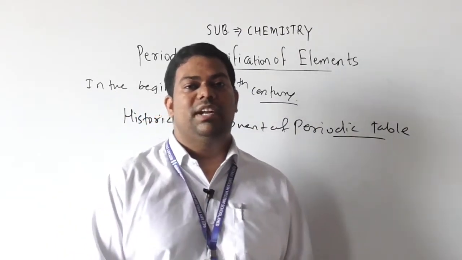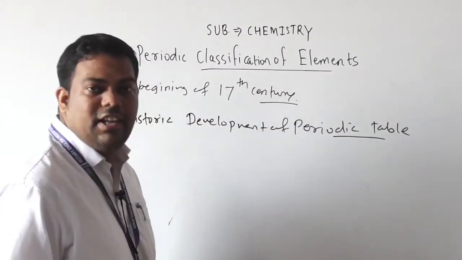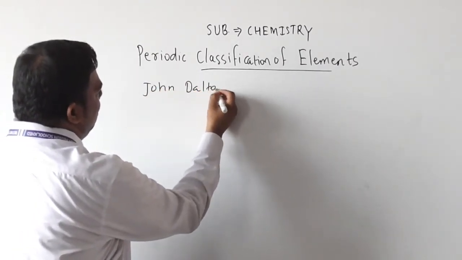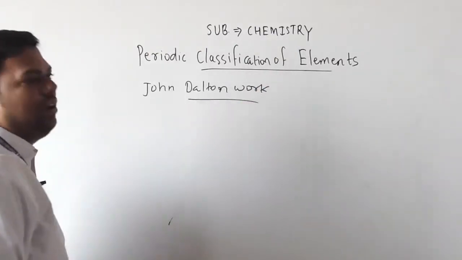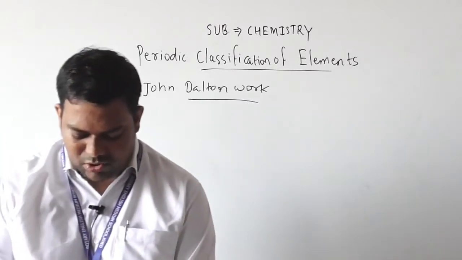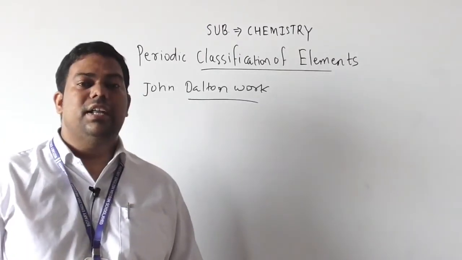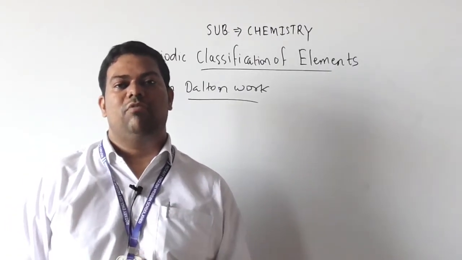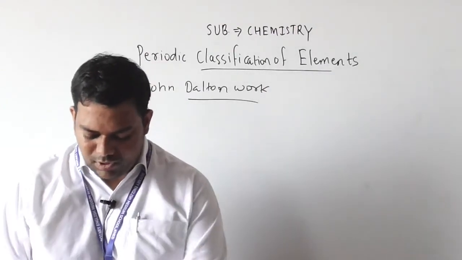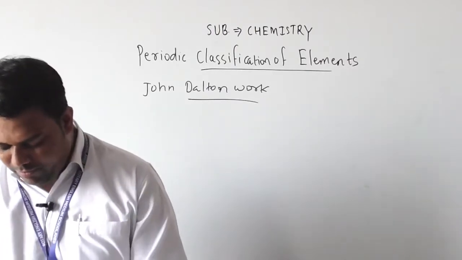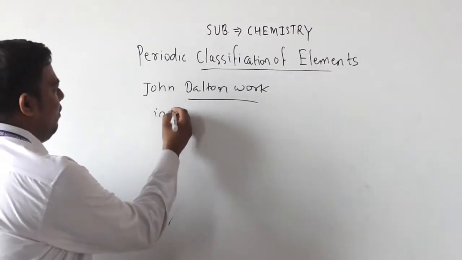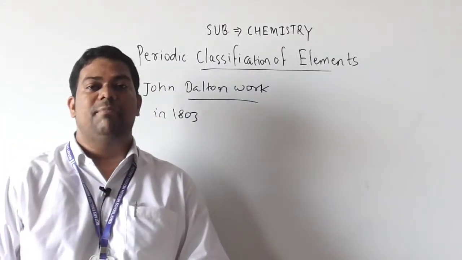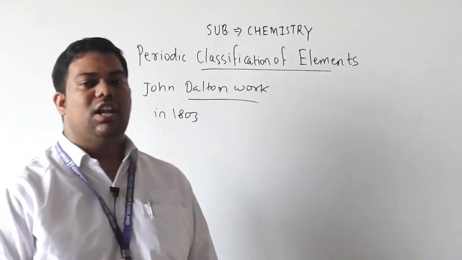See which are those eminent scientists. First we can write here John Dalton. He published a table of relative atomic weights in 1803, which formed the base for the classification of elements. Whatever I am saying, you have to write in your notebook, and whatever notes you write, you have to share personally. Understood?